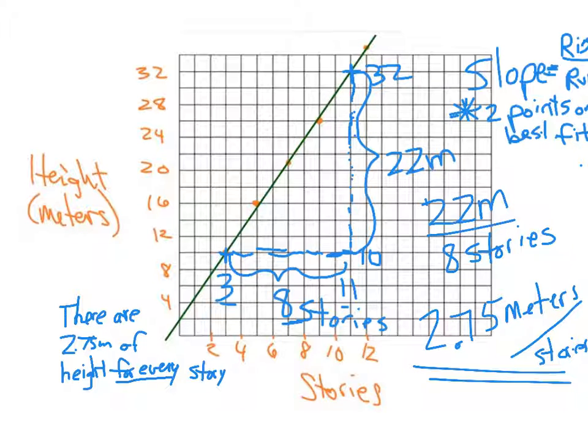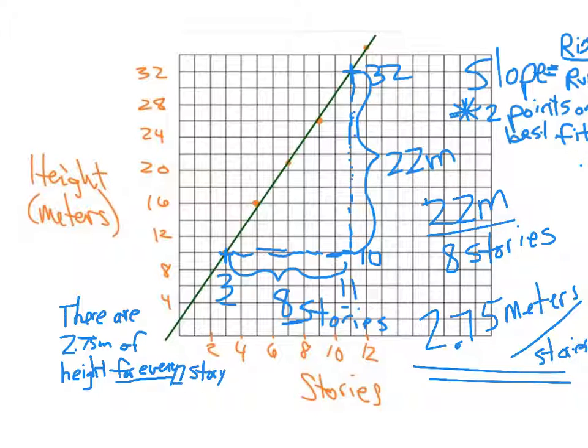So there are 2.75 meters of height for these buildings for every story. That's what the slope is telling us. It is a ratio of how much height you get for every one story. I should put that, for every one. That's supposed to be a one. Okay, that's all I got.